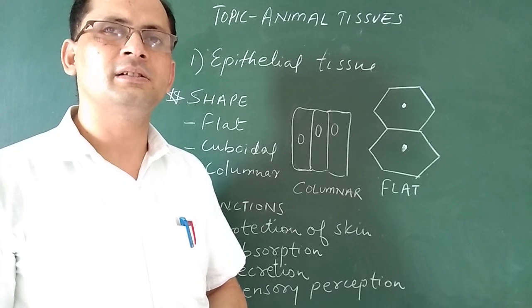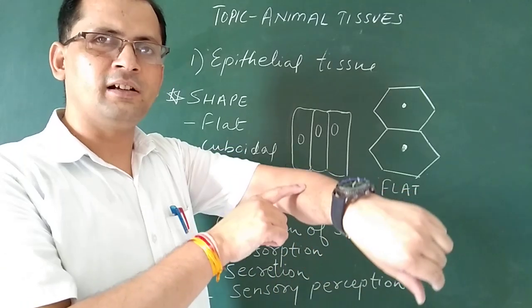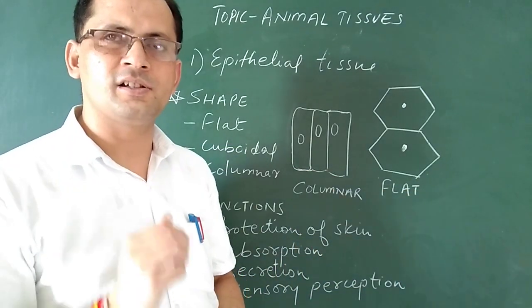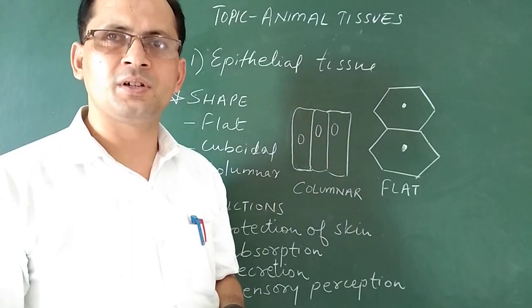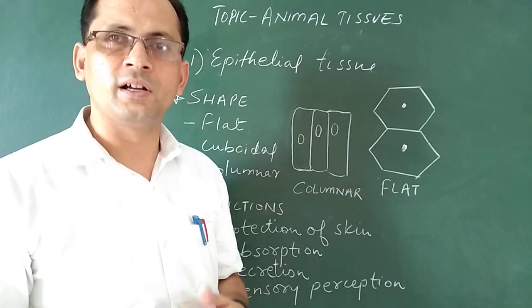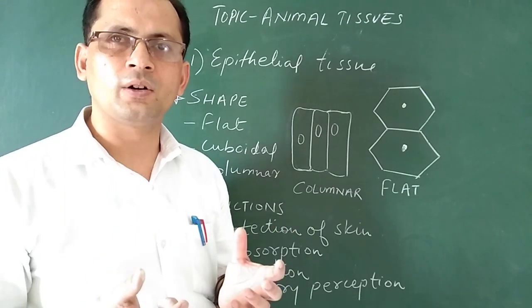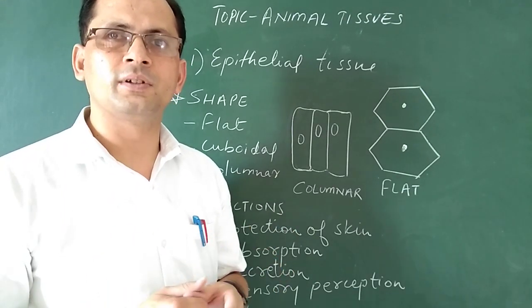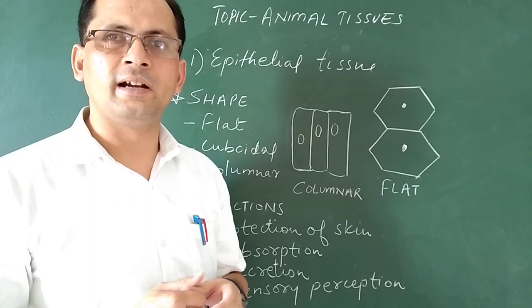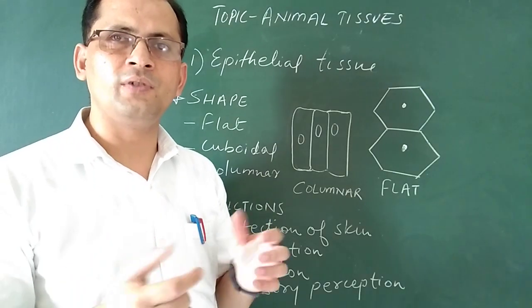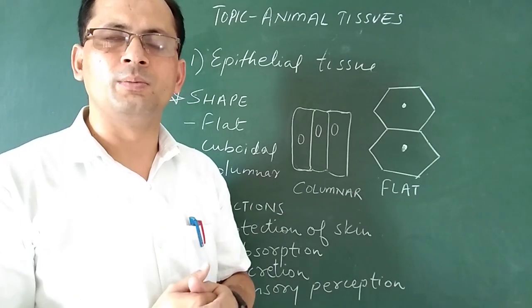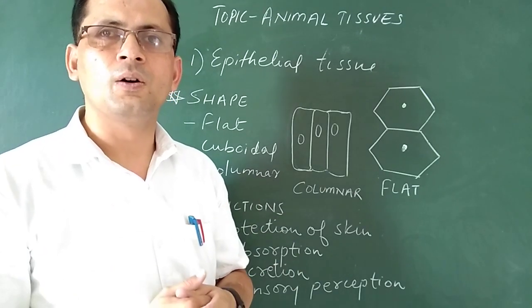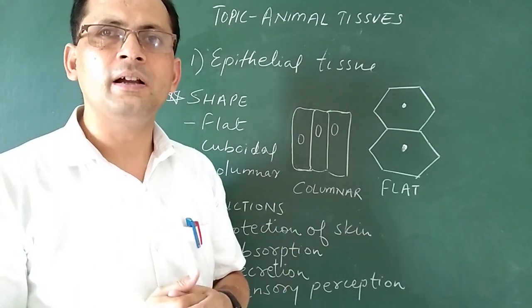Sensory perception means, like if I touch your skin, you will have the feeling that someone has touched me. So it helps in sensory perception, that is the feeling of touch. Like we have sense organs, so touch is one of the important parts of that. If someone touches you, you feel it. Because epithelial tissues are present on the skin, they give sensory perception.